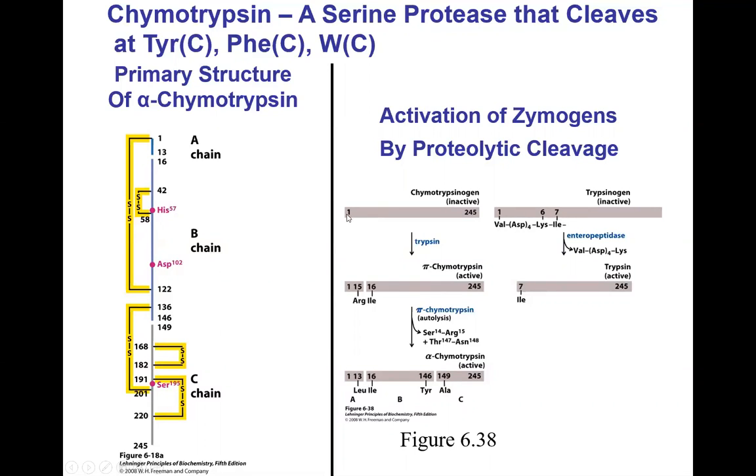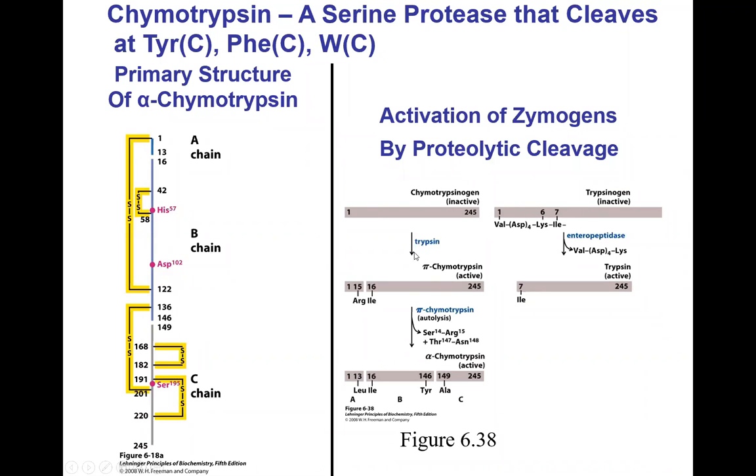So you can see that there is one amino terminus and one C terminus. A totally inactive form of chymotrypsin is called chymotrypsinogen. That's fully inactive. It's one polypeptide. Okay, so as I said, it becomes activated after proteolysis by another protease called trypsin.